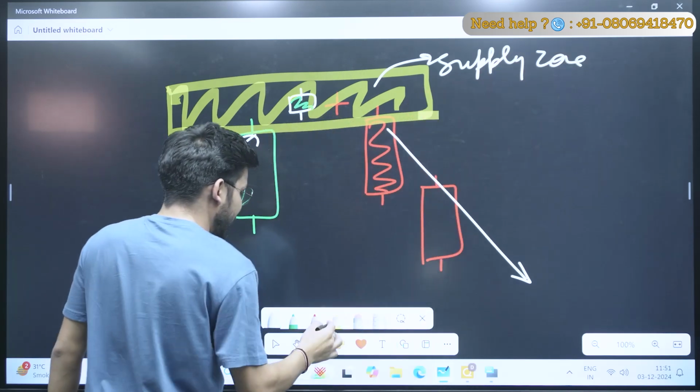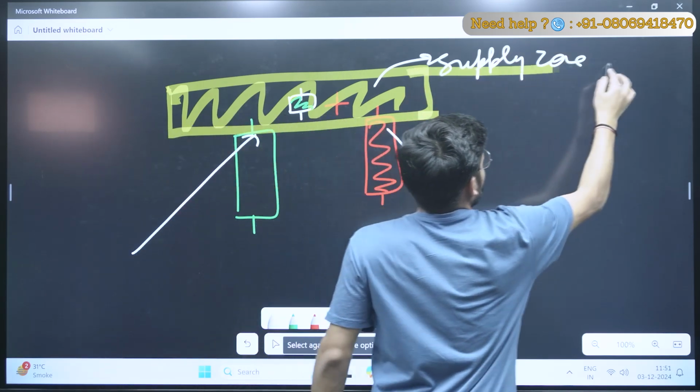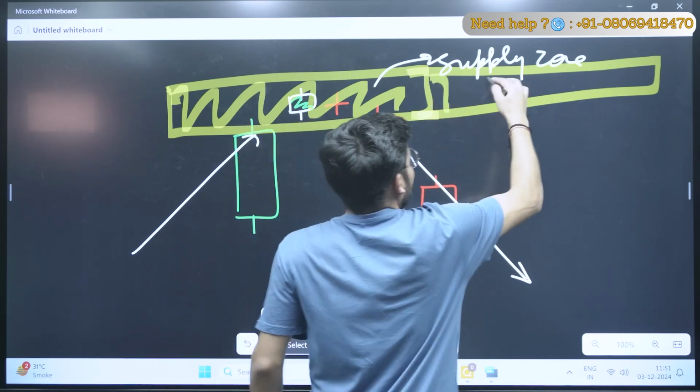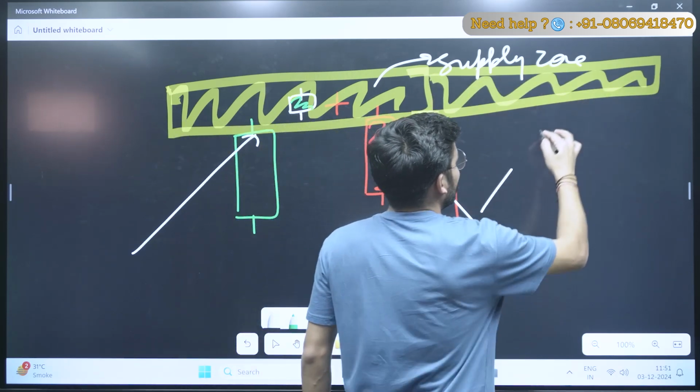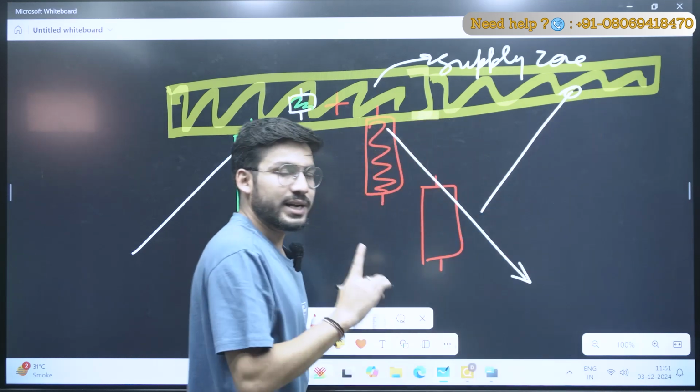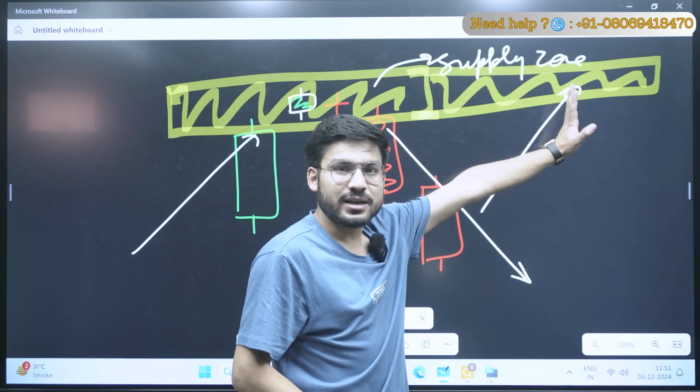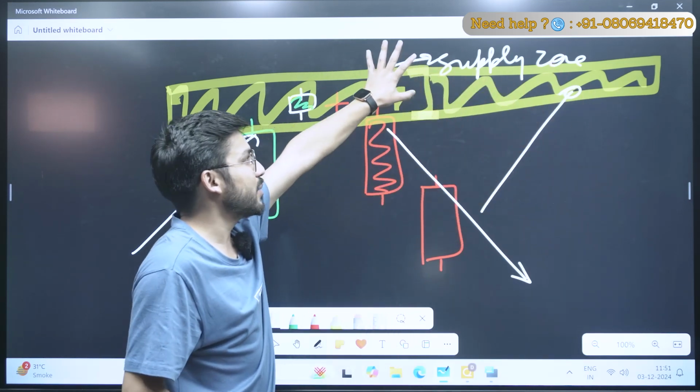I will just draw it somehow like this. Now at any point of time, if my market again comes to this level, I'll be ready that there can be selling that can start from this region. So this will be my supply zone.